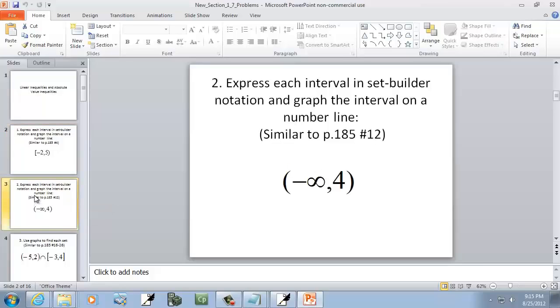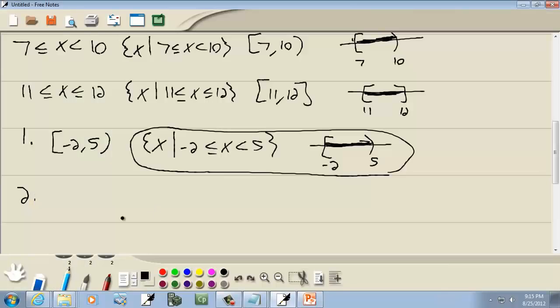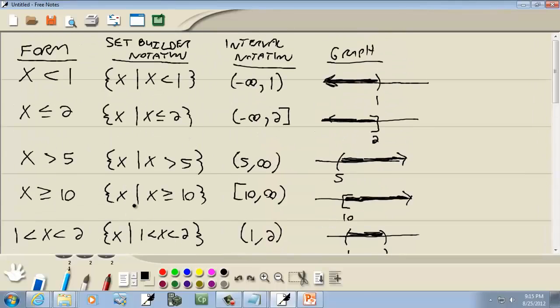Okay, our second one. Got negative infinity and then 4. Okay, so we got negative infinity on the left side. We got parentheses around both of them. So we come up here. Negative infinity on the left side, parentheses around both of them. It matches this first form.